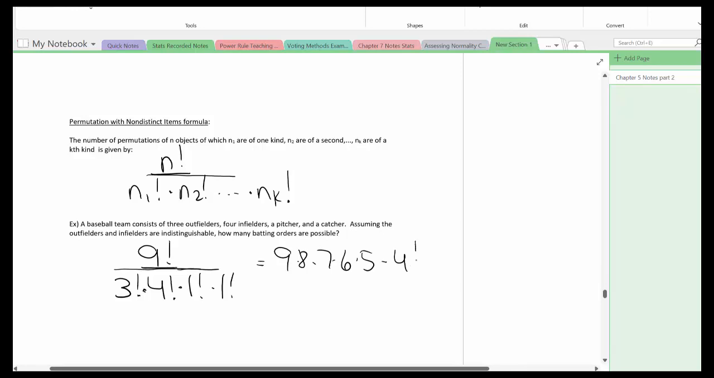Again, I'll stop at 4 factorial. Those divide out. 3 times 2 times 1 is 6. The 6 on the top and the 6 on the bottom divide out. So I'm left with 9 times 8 times 7 times 5, which is 2,520.